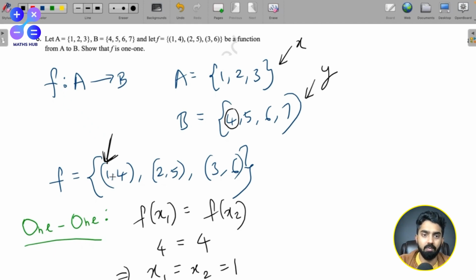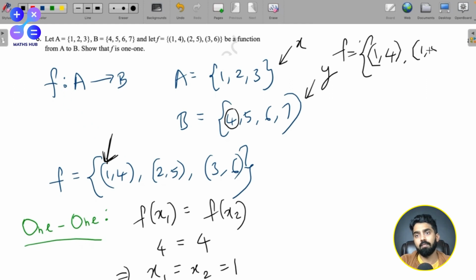So there's only 1, 4 is the only version. If there was another function where you said 1, 4, and there's also a possibility of 1, 5, then this function will not be 1 to 1. But in this case, whether the f of x1 is 5 or 4 or 6, you have only one way to achieve that value. So in this case, this is also a 1 to 1 function. Let's go to the next question.